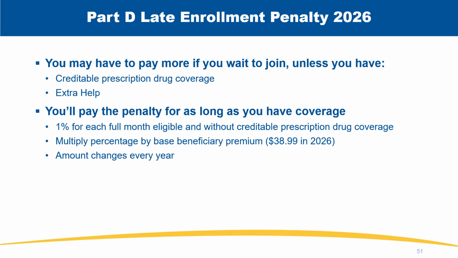The base beneficiary premium changes each year. This year it is $38.99, and this is how they calculate your penalty.